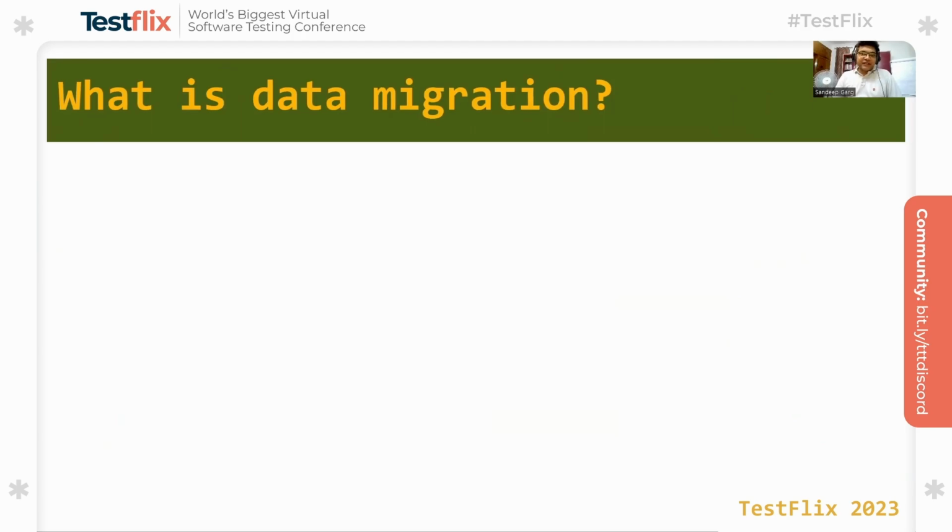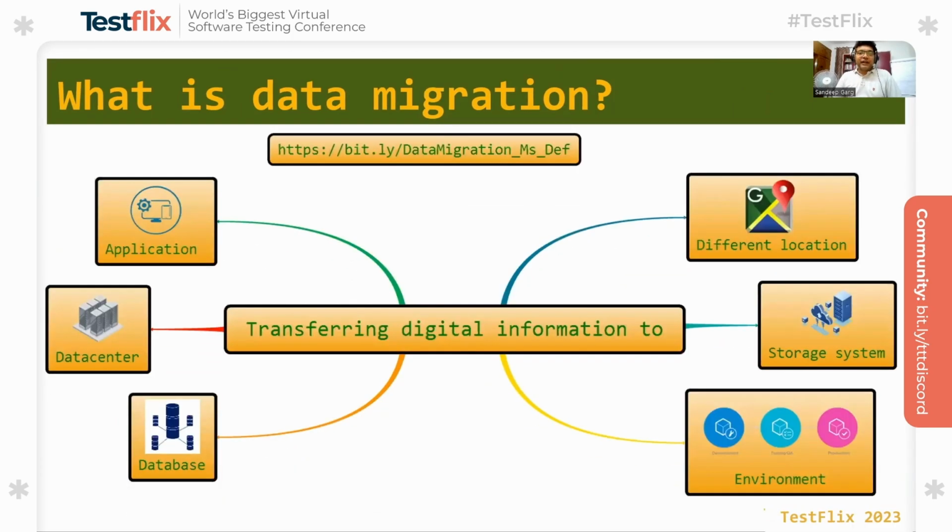So what is data migration? I refer to a credible resource, which is the Microsoft site, and they define data migration as transfer of digital information to different locations, different databases, different environments, different data center applications, and different storage systems. Generally speaking, what it means is that you are transferring data from one location, one storage, one database to another one. So it's a data transfer.